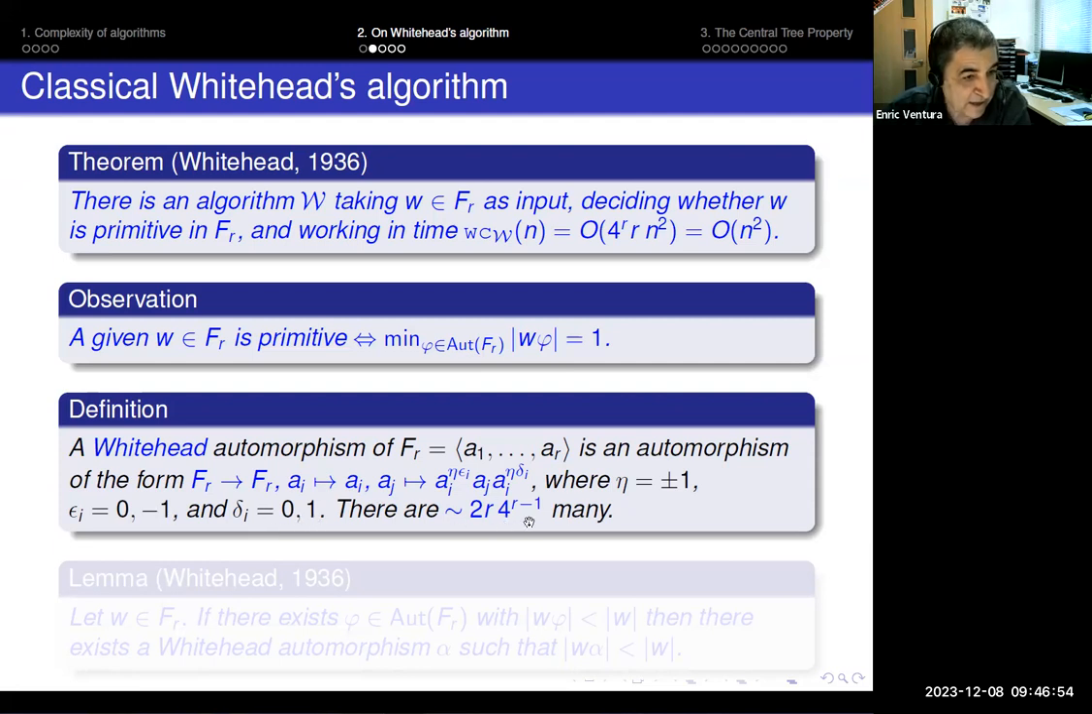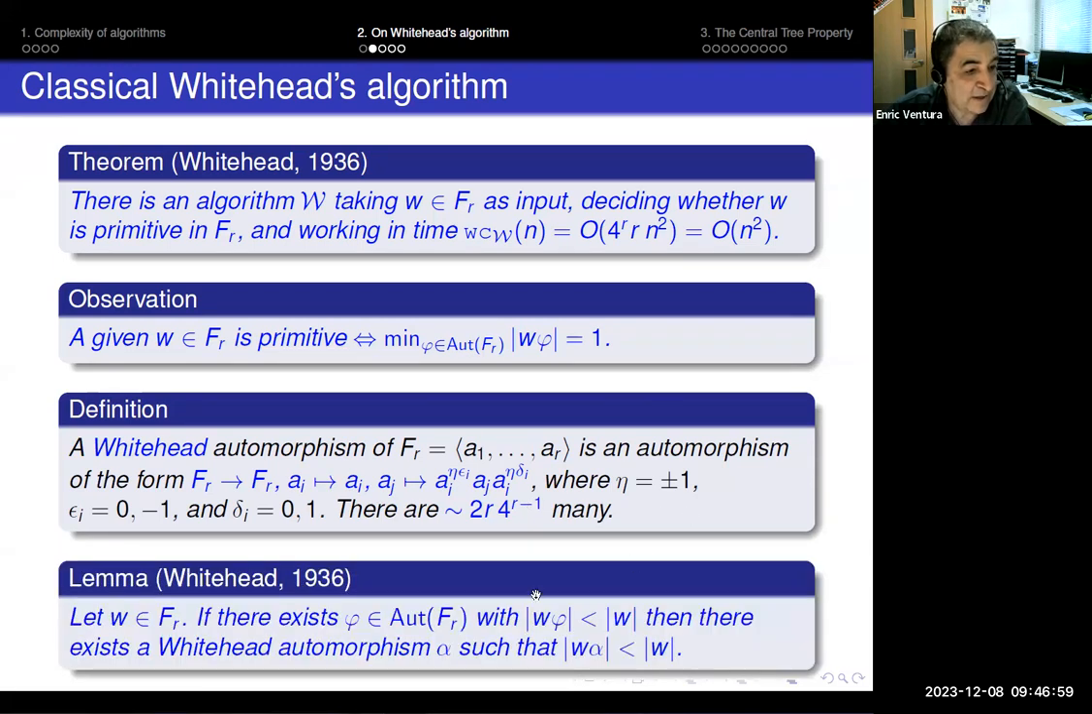Yeah, there are that many Whitehead automorphisms, and the key point is that he managed, as part of this peak reduction lemma, to prove that if the length of a word can be decreased by some automorphism, then it can also be decreased by some Whitehead automorphism. Since there are finitely many Whitehead automorphisms, just check them all. If you can decrease, replace your word by the shortest one and repeat again.